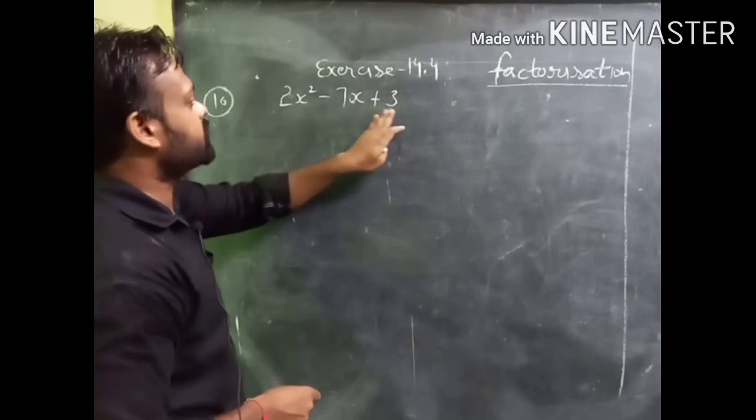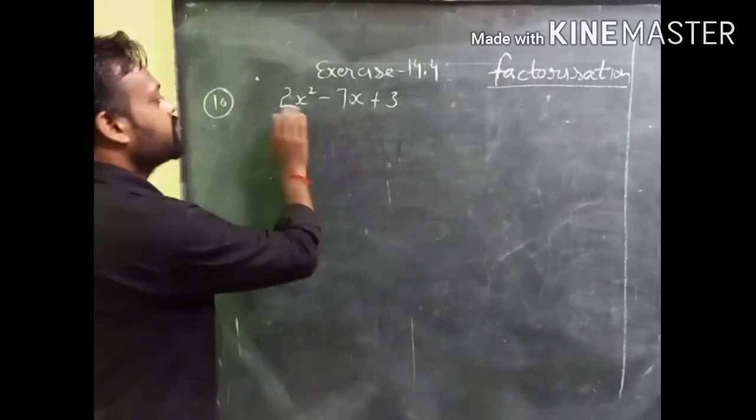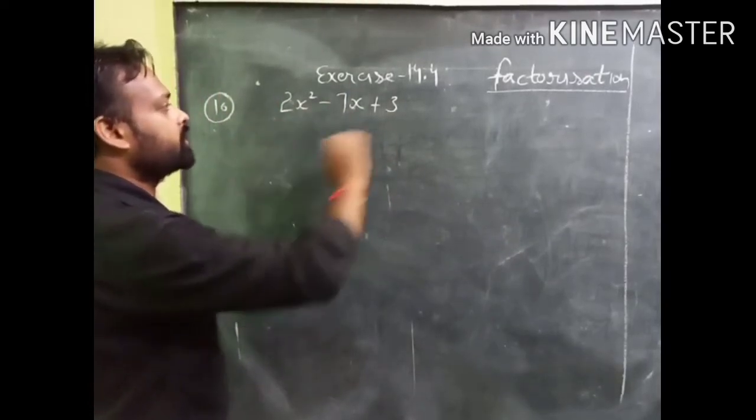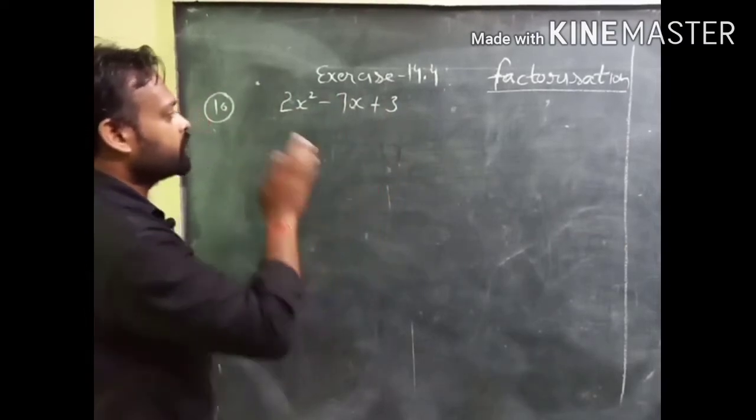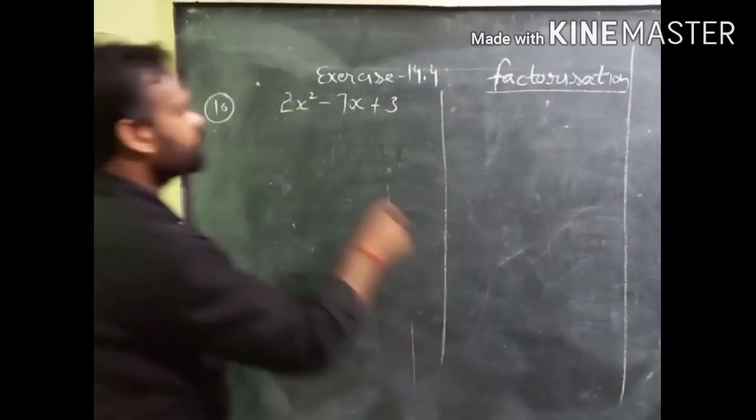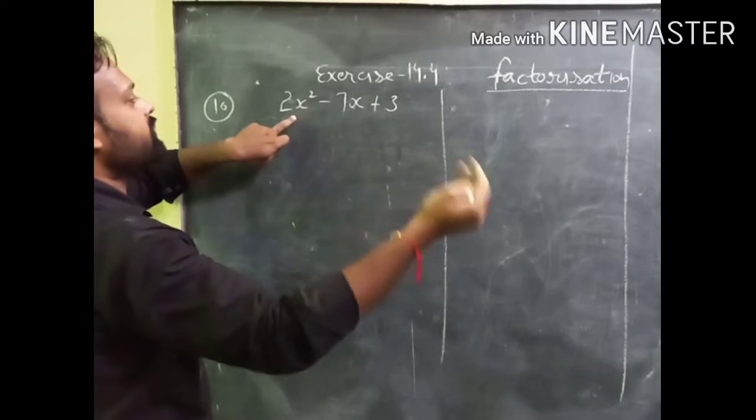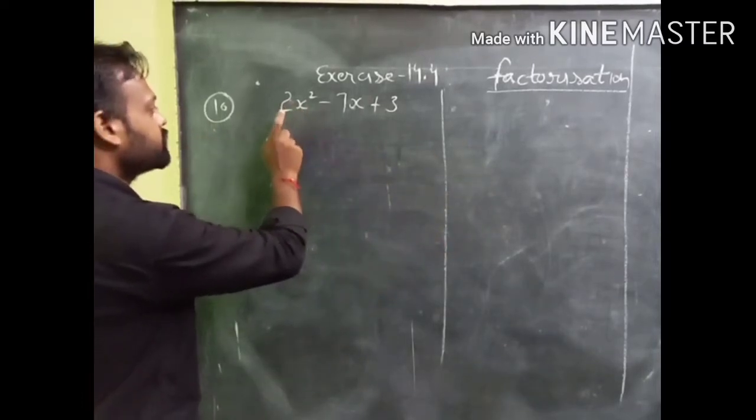minus 7x plus 3. So first of all we have to understand the difference between this sum and the previous sums which I had already solved in the 14.4 exercise in my previous video. Now you have to see what the difference is. In the previous cases, in our first 9 sums, the coefficient of x square at that time was 1.